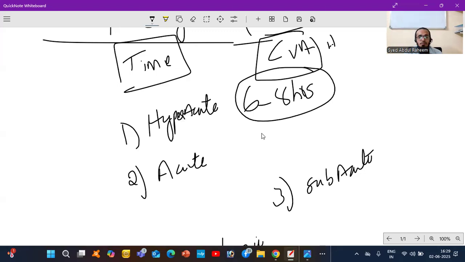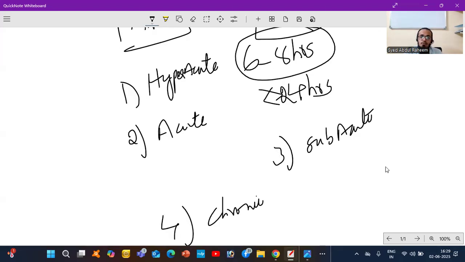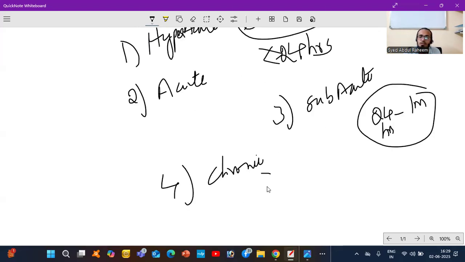Okay, acute means less than 24 hours. Subacute means 24 hours to 1 month. Chronic, more than 1 month. So, in which state the patient is coming, it is very important.